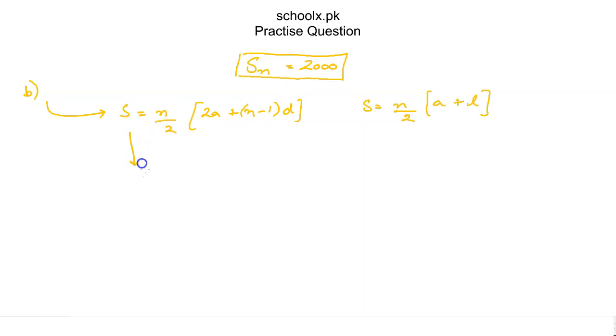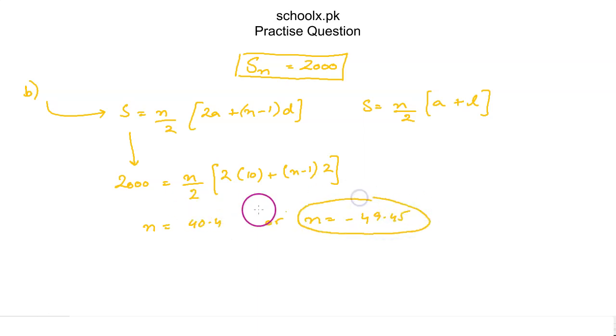So this is equal to 2000 equals n by 2. Sum must be equal to 2000. First term was 10, liters of water lost on the first day, n minus 1 into 2. If we solve this for n, this becomes a quadratic equation, and then we get n equals 40.4 or n equals negative 49.45. Since the term number must be positive, we'll ignore this answer and take this answer into consideration. So n equals 40.4.